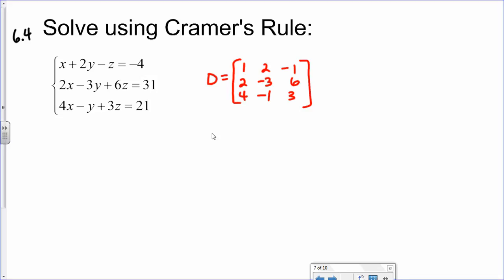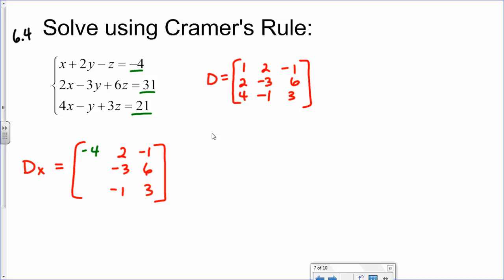All right, and then we have Dx, which is where we replace the x column, so copy down y and z, and then you're replacing the x column with the constants. Okay. So that's Dx. Go ahead and fill out Dy and Dz.